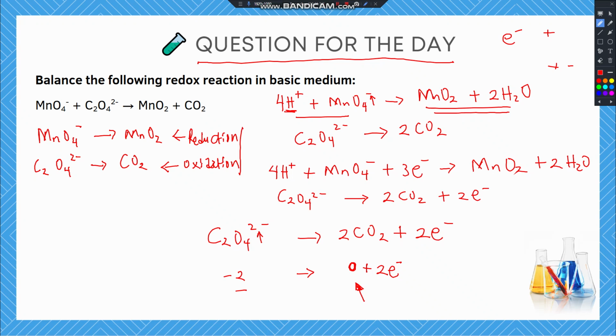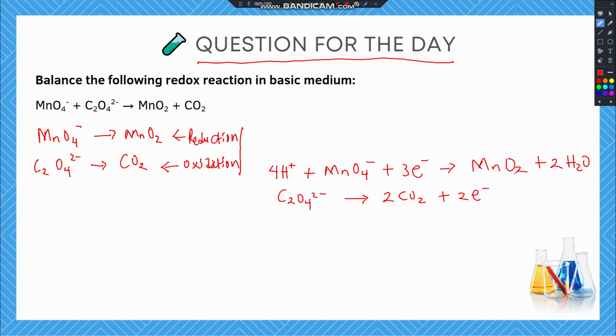So now that we have balanced charges using electrons, the next rule says make the charges equal in both half reactions. So let's do that. How do we do that now? In the first equation, we have 3 electrons. In the second equation, we have 2 electrons. To make them equal, we'll simply say this equation multiplied by 2, because there are 2 electrons here, and this equation multiplied by 3, because there are 3 electrons here. So that way both equations will now have 6 electrons apiece.